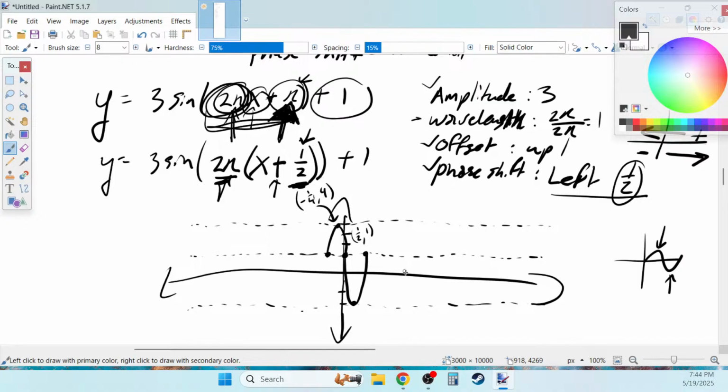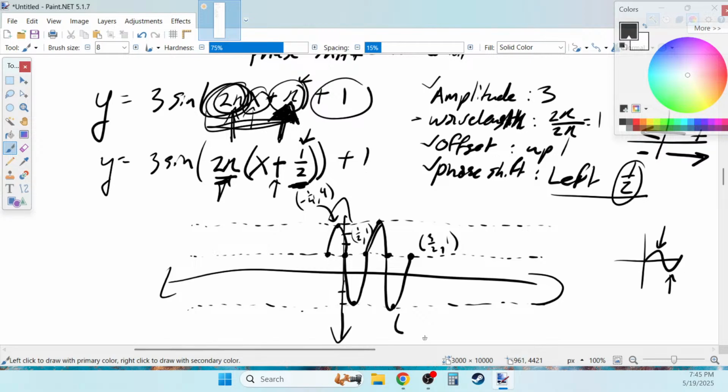We can draw another wavelength if we want. I'm going to count over 1 unit to here. This is now going to be 3.5 comma 1. Halfway between these points is going to be another node. Halfway between these 2 nodes is a crest. Halfway between those 2 nodes is a trough. And I go up to here, down to here, down to here, up to there.